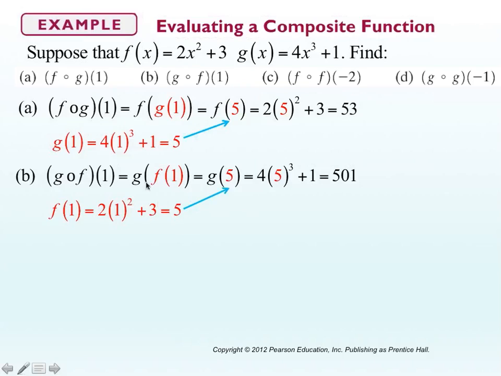And then if we want to find g of f of 1, we take g of 5, since f of 1 is just 5. So g of 5 is going to be 4 times 5 cubed plus 1. 5 cubed gives us 125. 125 times 4 gives us 500. 500 plus 1 gives us 501.